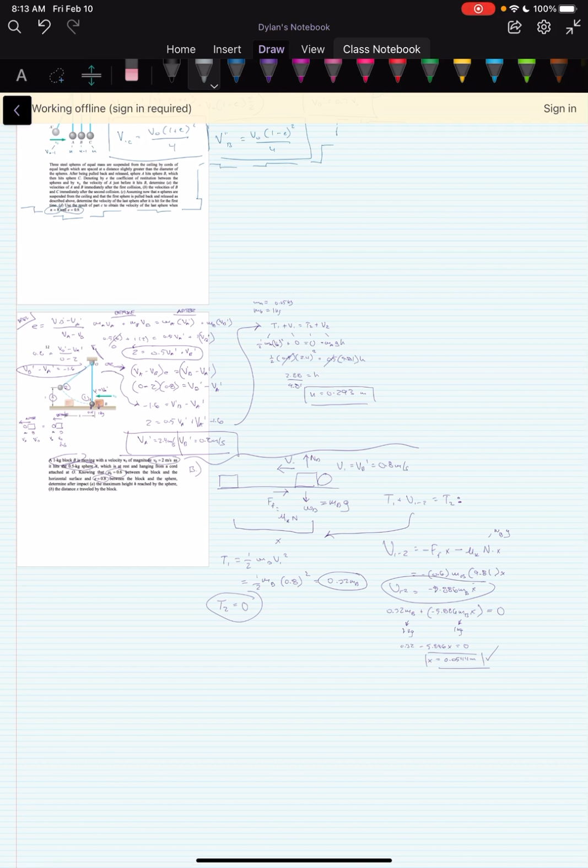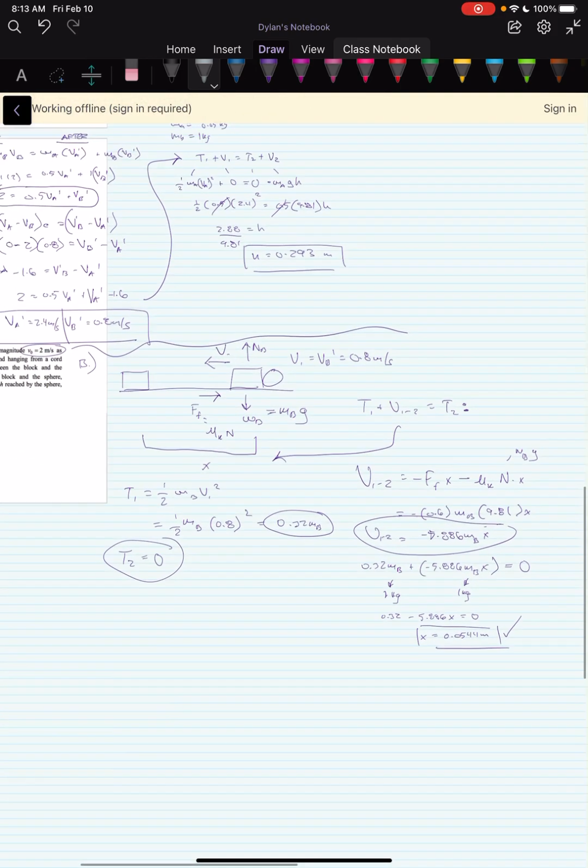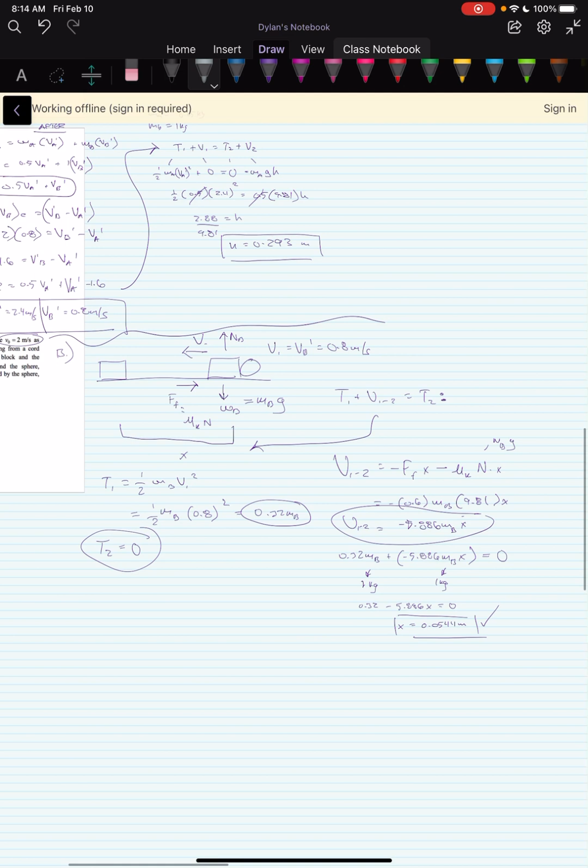Part B, the distance traveled by the block. Wrote my force diagram here and calculated the work done and basically the kinetic energy before and after, and was able to solve for X because the work done was force times distance. I was able to solve for that distance X. And that is everything for chapter 13.